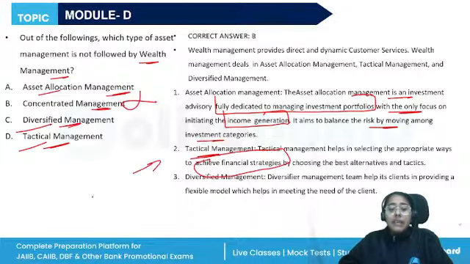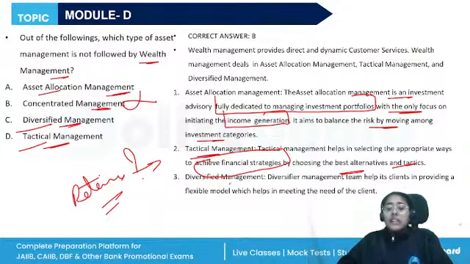Let's say the main aim is retirement planning. So what or where should the investments be made? So financial strategies by choosing the best alternatives and tactics. And third is diversified, which helps its clients by providing a flexible model which helps in meeting the need of the client. So there are 3 types of investment or wealth management. All right.